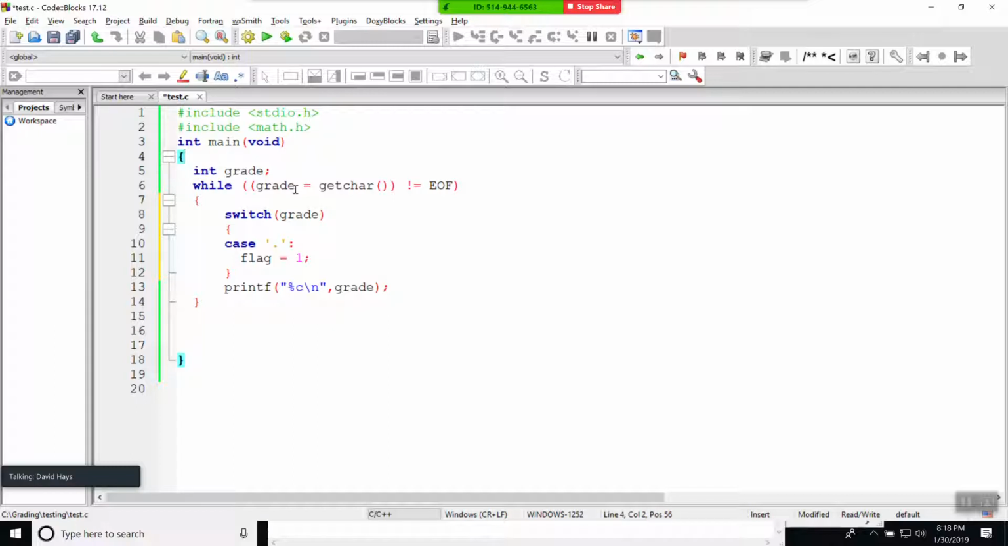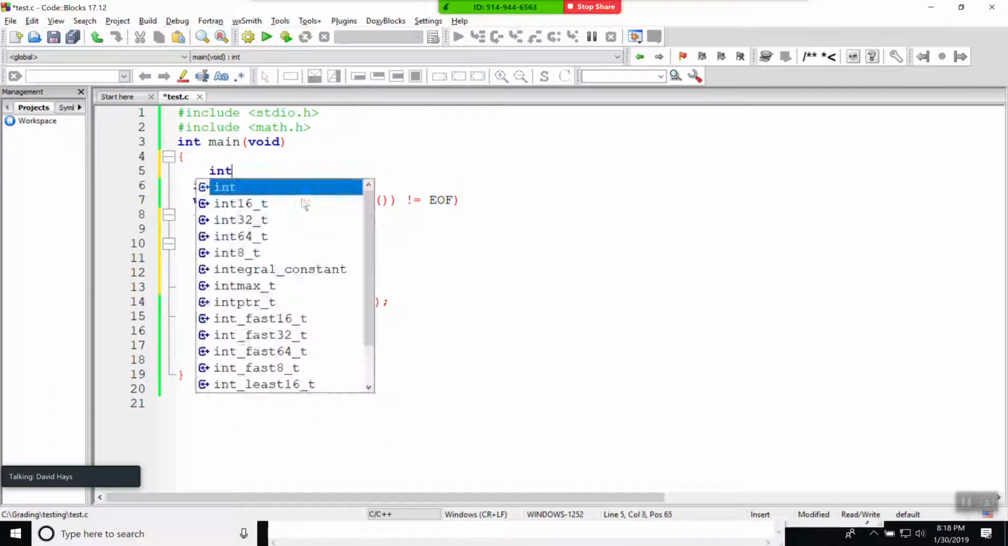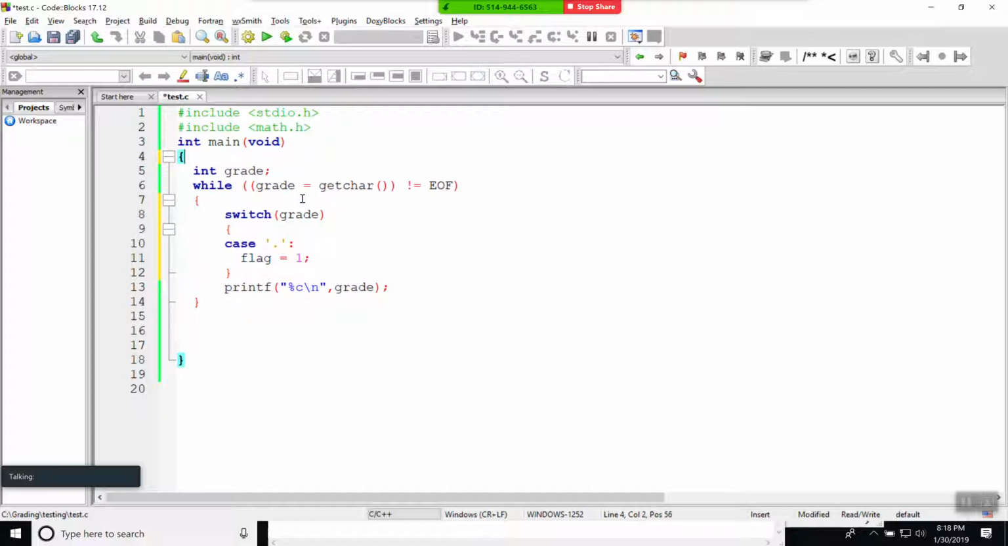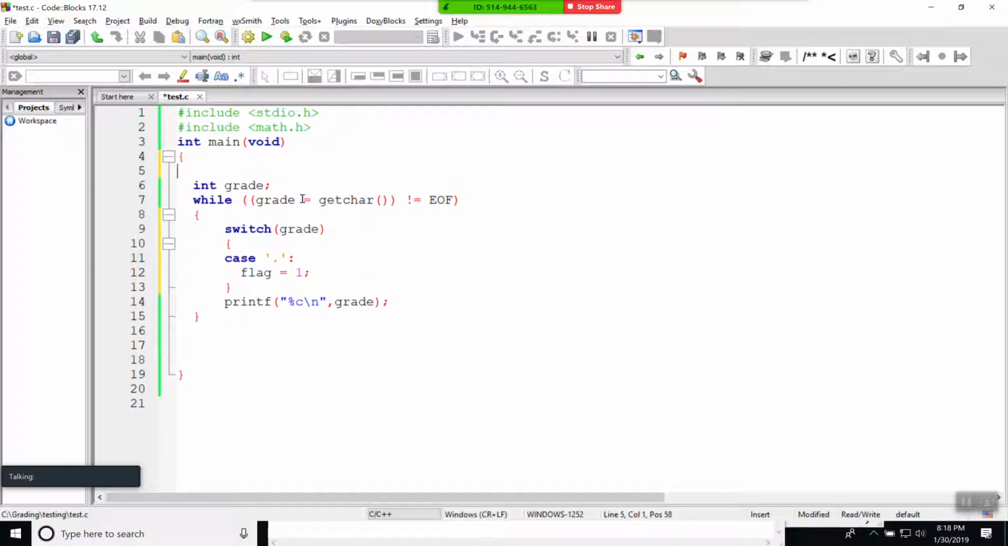What the flag might tell me, one, two, three. I don't have enough spaces there. That's bad. This flag equals 1 tells me it's a valid barcode. So I'm setting a valid barcode there. Okay, so if they do a dot, it sets that flag. Then I do a break.